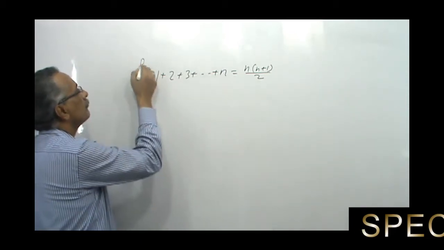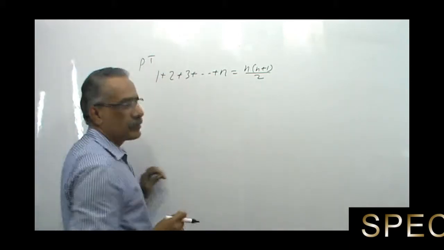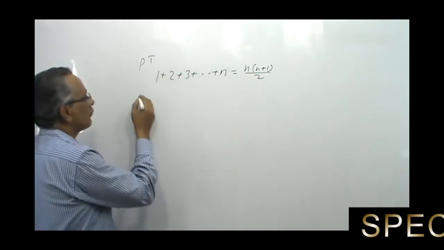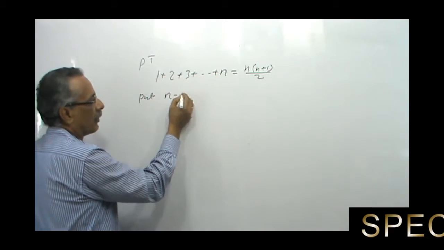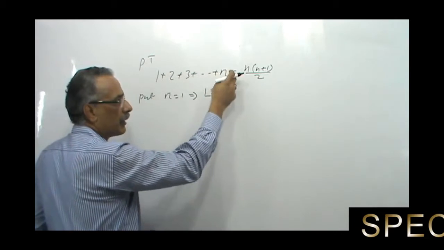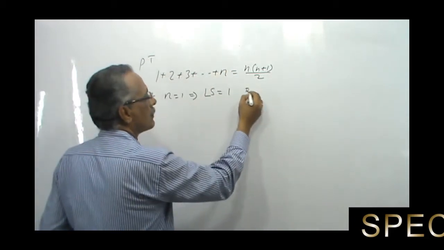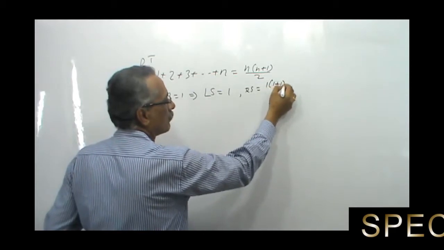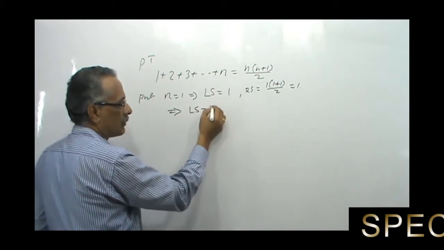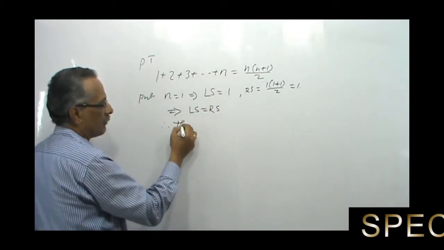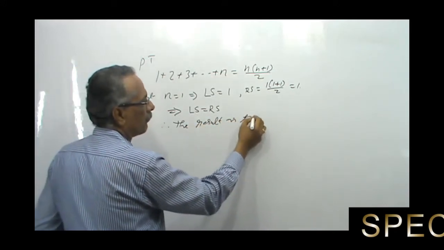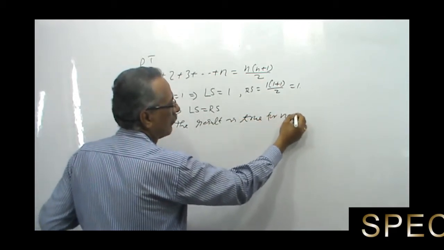Prove that 1 plus 2 plus 3 plus up to n is equal to n into n plus 1 by 2 using the principle of mathematical induction. First, put n is equal to 1. The left side is equal to 1. 1 plus 2 plus up to n is equal to 1, so 1. Right side is equal to 1 into 1 plus 1 by 2, that's also 1. What does it imply? It implies left side is equal to right side. Therefore, the result is true for n is equal to 1.